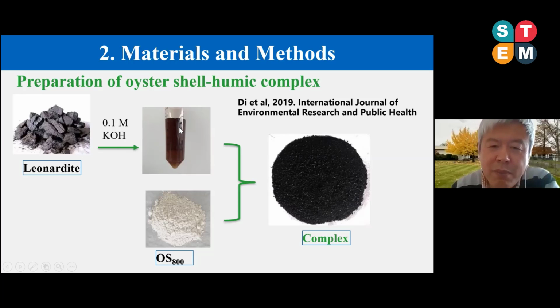And then we combine the humic acid with the calcined oyster shell to produce the so-called oyster shell humic complex. So this black material has both organic and inorganic components. It's really useful for absorption of heavy metals. And the details of these laboratory procedures have been reported in a publication last year.